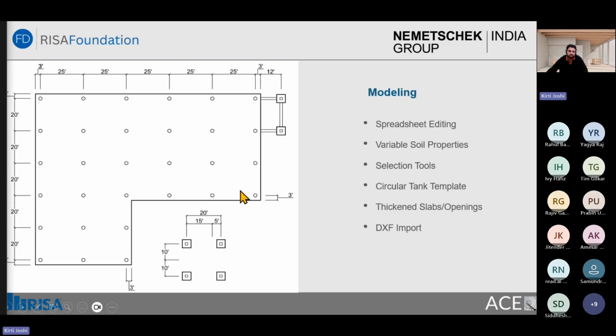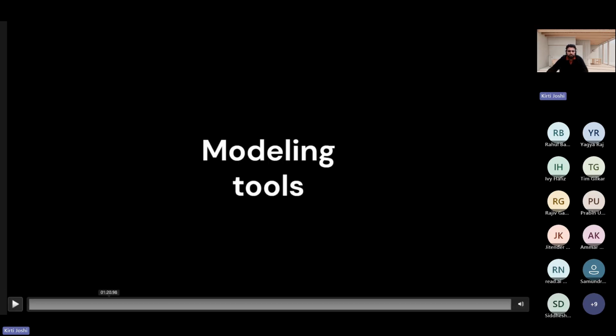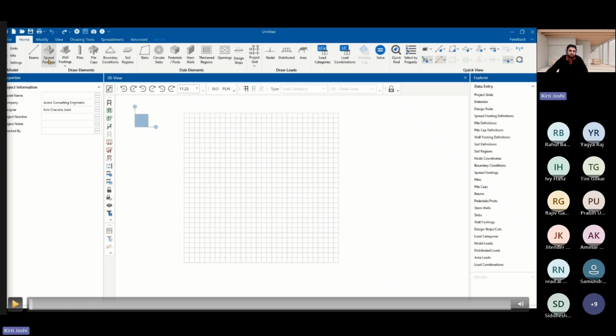And outside that, there are some spread footings as well. There are some grade beams connected. So let's have a look at how we can model such in RISA 3D, like the RISA Foundation, sorry. So yeah, like I mentioned, we'll start from the Home tab. In the Home tab, you will see all the modeling-related tools here.